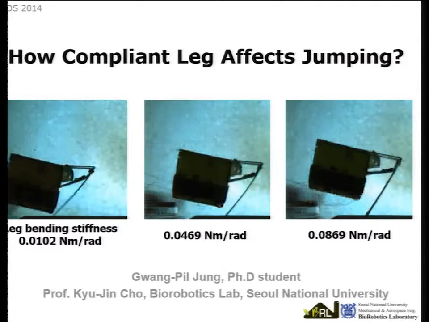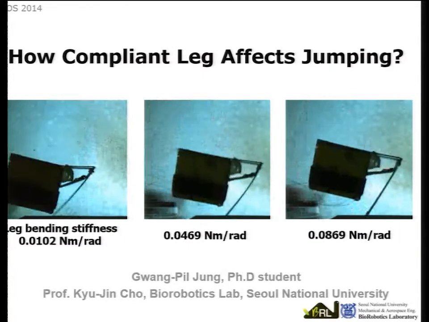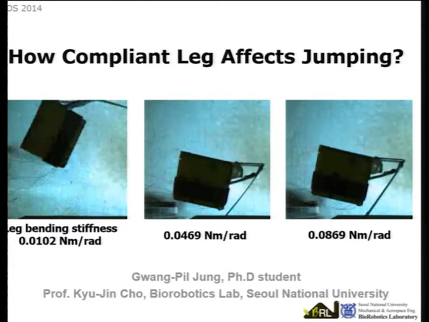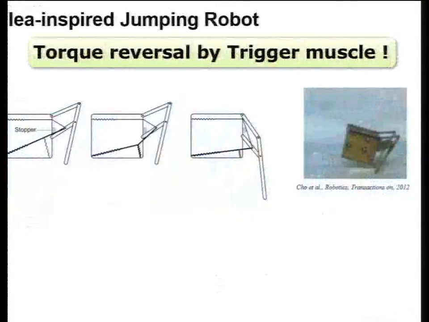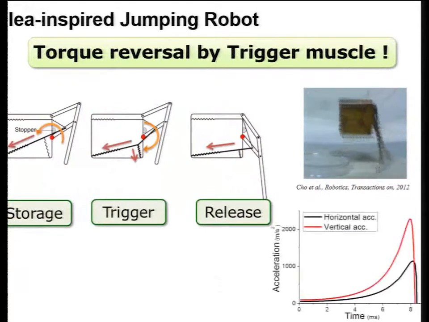Good morning, my name is Gwang-Kyun Jung from Biorobotics Lab in Seoul National University. I'm going to talk about how compliant leg affects the jumping performance. This insect-inspired jumping robot uses a torque reversal mechanism. First, it stores the energy at the SMA spring actuator, and when the trigger is activated, the direction of the torque is changed, and the robot starts to jump.